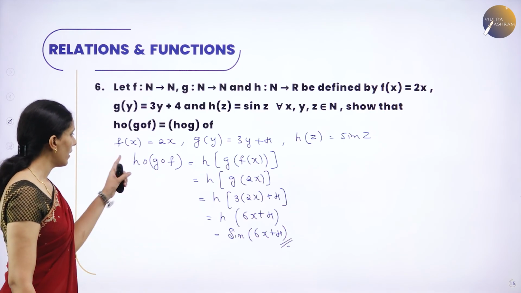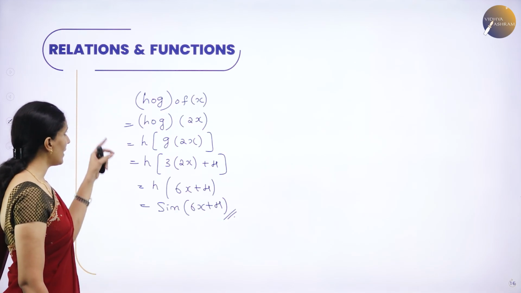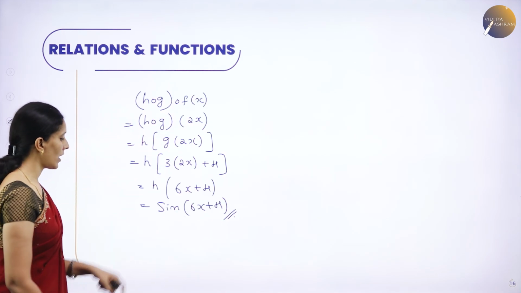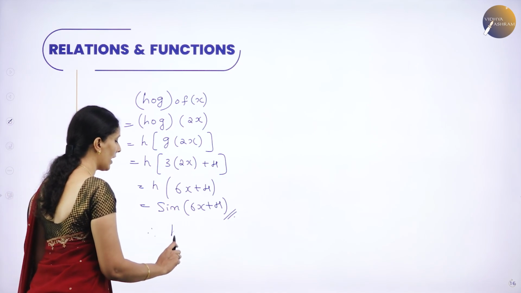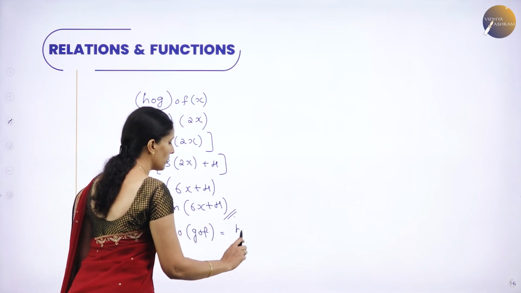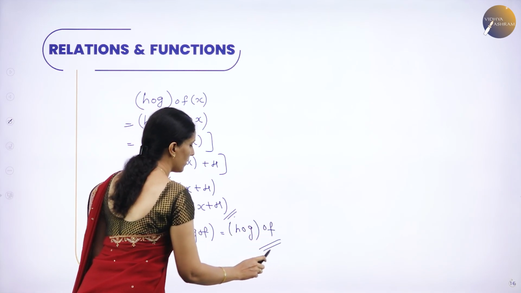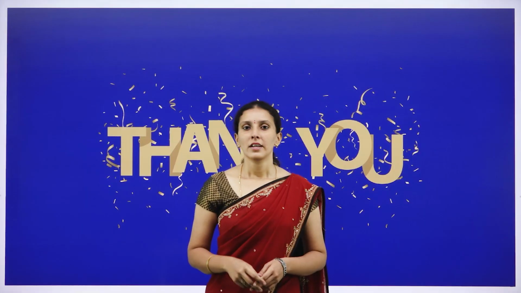See here, we have h naught (g naught f) is sin(6x plus 4), and (h naught g) naught f is also sin(6x plus 4). So therefore I can write h naught (g naught f) is equal to (h naught g) naught f. Hence proved. So this is all about the composition of functions.